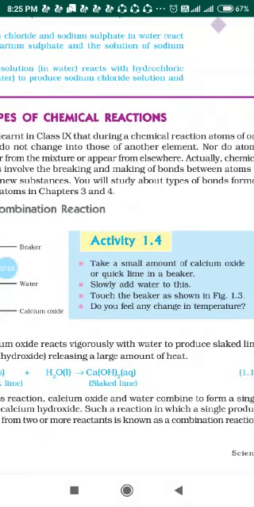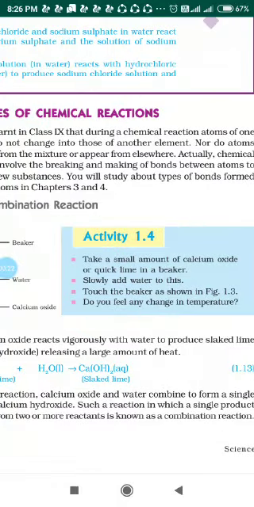In previous classes we have learned about chemical reaction, its characteristics, chemical equation, balanced and unbalanced chemical equations. Today I am going to discuss the types of chemical reactions.